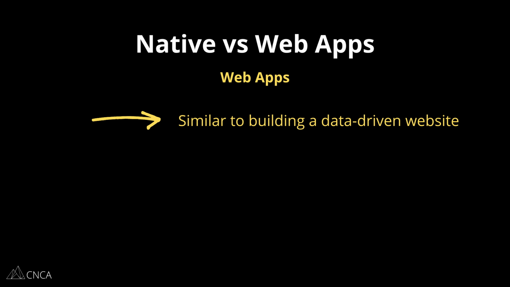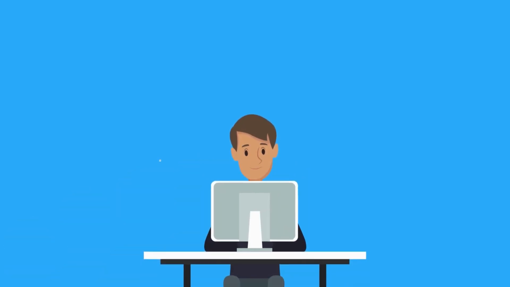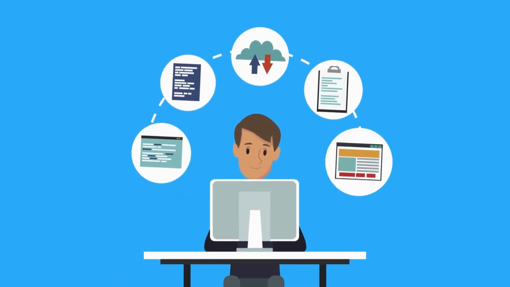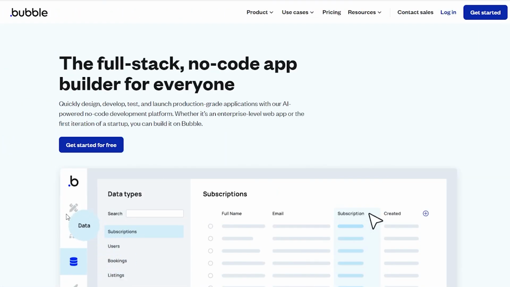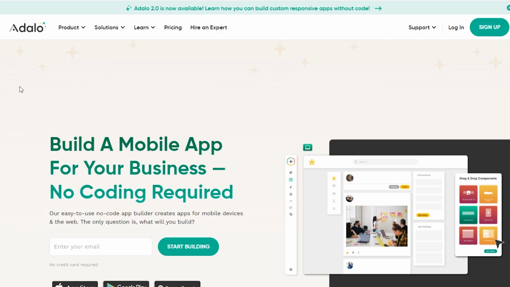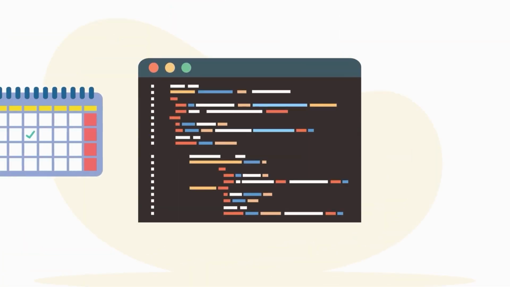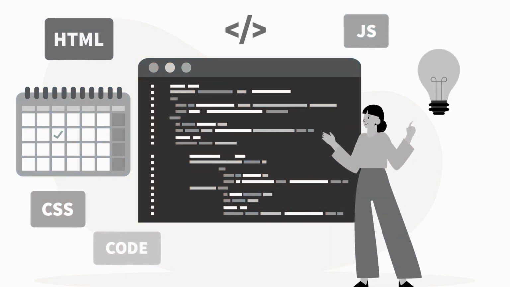Building a web app is much more like building a data-driven website. Aside from the front-end designs, you'll still have a database to manage, logic to create to make it interactive, and potentially integrations with other tools and services you may want to connect to. These particular components aren't unique to web apps, but while you're typically expected to code everything in a native environment, there are many tools out there that you can use to build your entire web app end-to-end completely without code. In other words, you don't need to worry about figuring out HTML, CSS, JavaScript, or any of that to get your web app up and running.